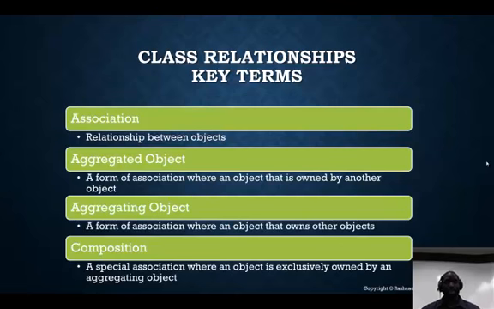The first one is association. That is defined by the author where there's a relationship between objects. These can also be classes. You can always switch objects with classes in this topic.